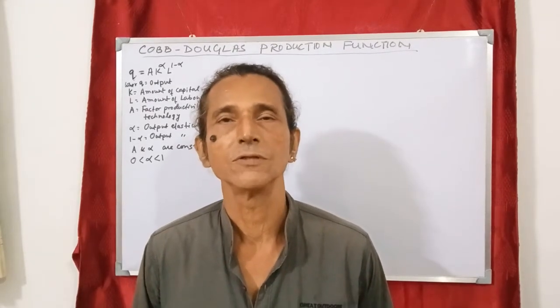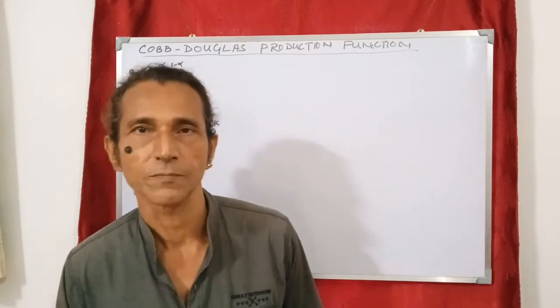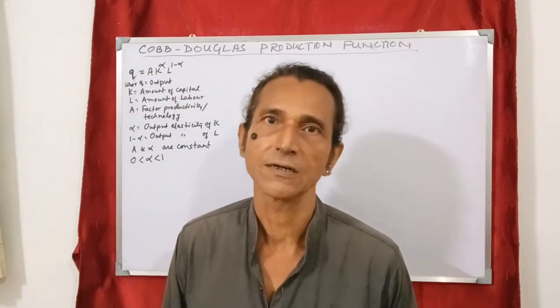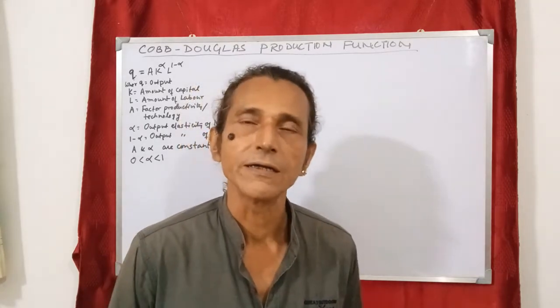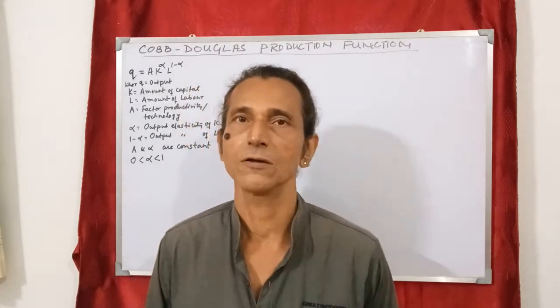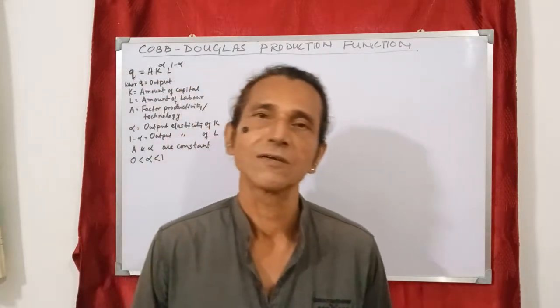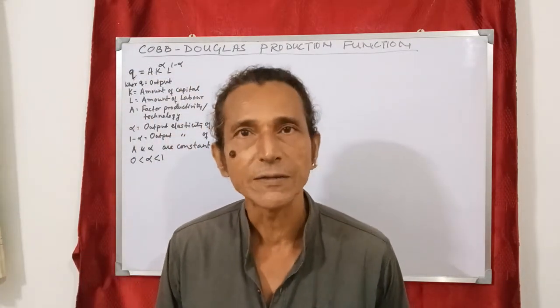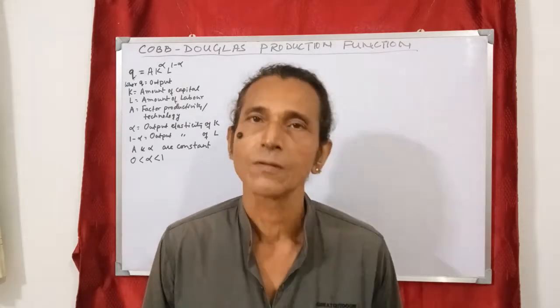Hello and welcome to this video tutorial on Cobb-Douglas production function. Cobb-Douglas production function is a special type of production function and is a very important and interesting topic of macroeconomics. First of all, what is production function? Production function shows the quantitative relationship between inputs and output.